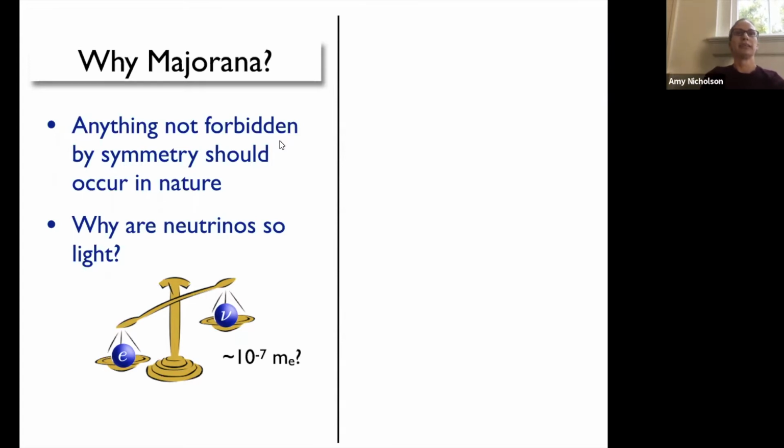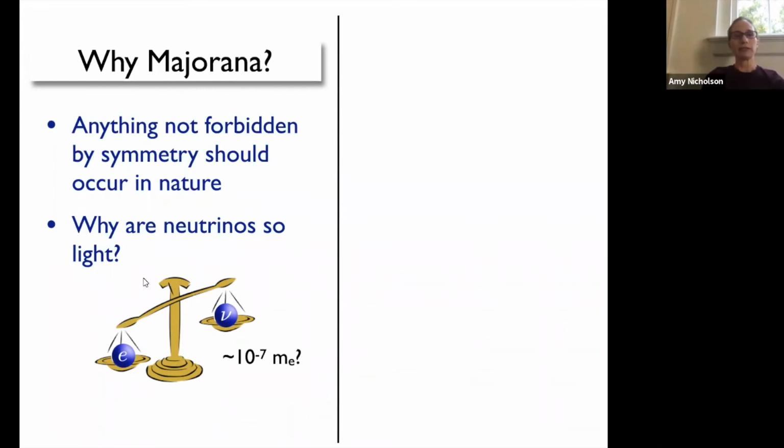Through quantum mechanics, you know that you're going to explore all of the different possibilities. And if you never have a process occurring, that typically comes because there's some symmetry forbidding it. If there's no symmetry forbidding it, you have to come up with another reason why you're not seeing it. So if lepton number is not something that we expect to be conserved by the standard model or by nature, then we should expect to see these lepton number violating interactions.